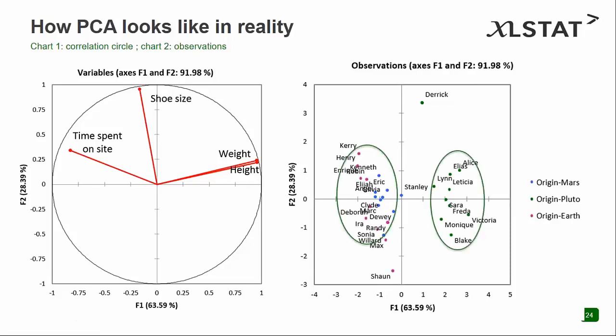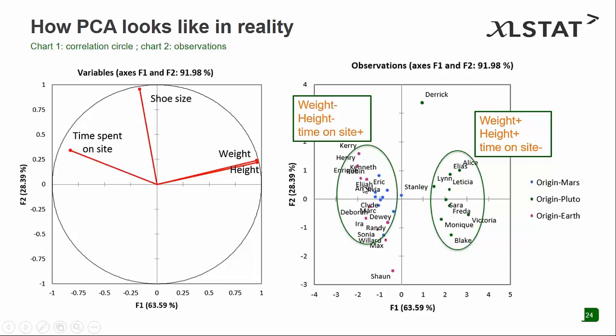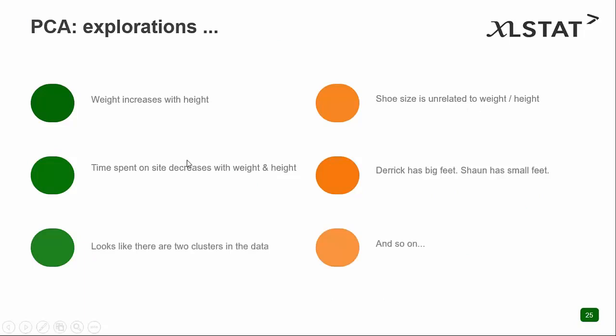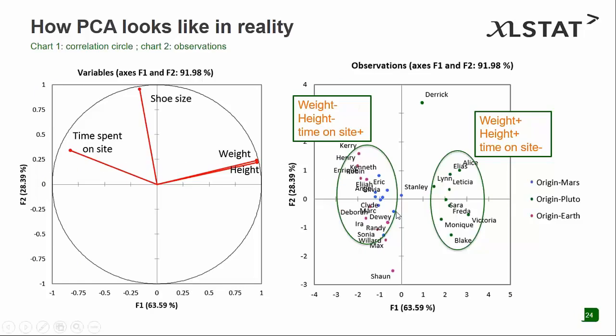So we are able to distinguish two bubbles within our data. We have a bubble made out of clients with big weight and height and low time spent on site, and another bubble of clients who have the opposite behavior. It's very interesting to notice this in our PCA. This can be one of our statements from our exploration of the data. Here's what we may say out of our exploration: weight increases with height, shoe size is unrelated to weight and height, and so on. Derek has big feet, and there are many other statements, other hypotheses we can make. This is how we were able to summarize the information carried by 4 or 5 variables into 2 charts, which are very easily interpreted.